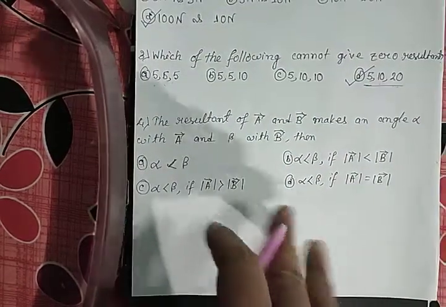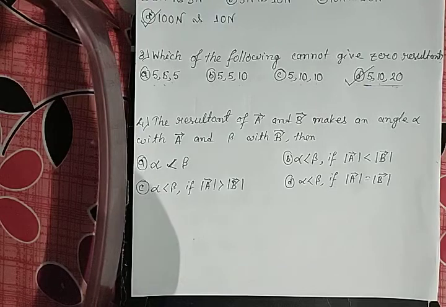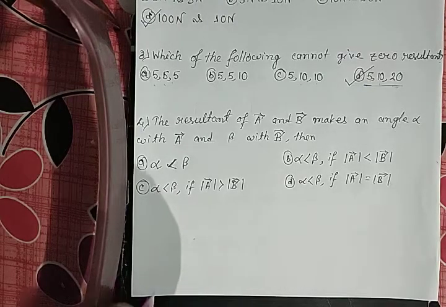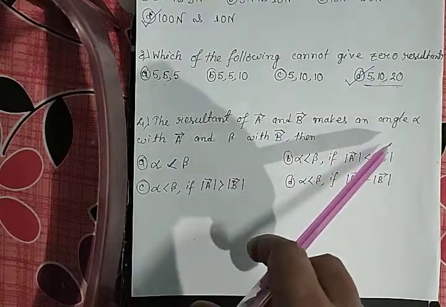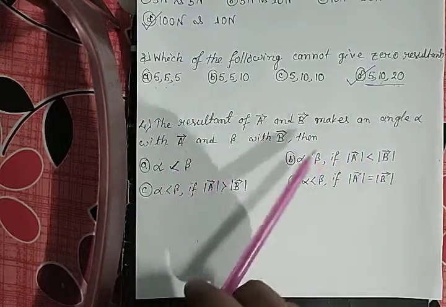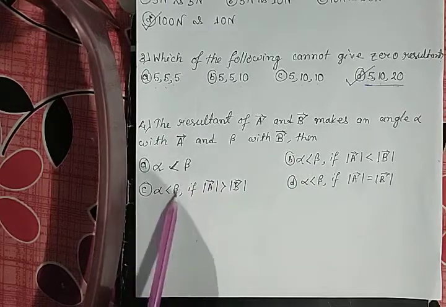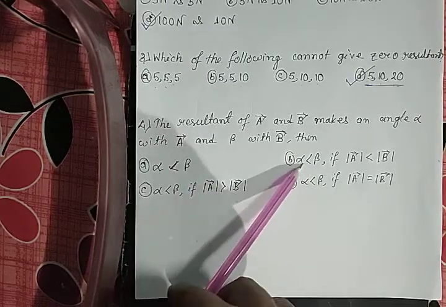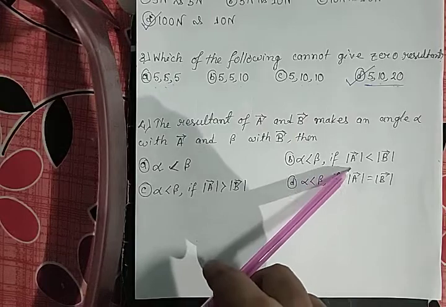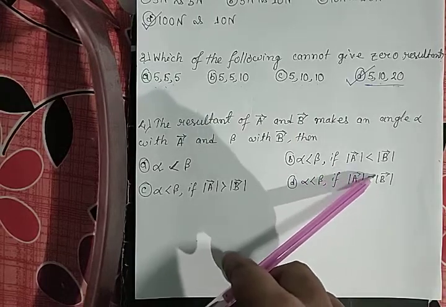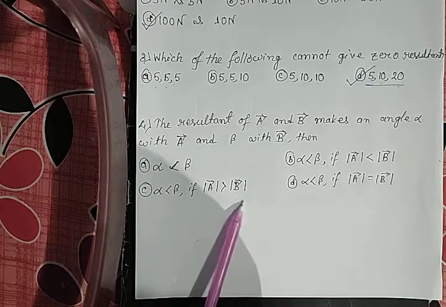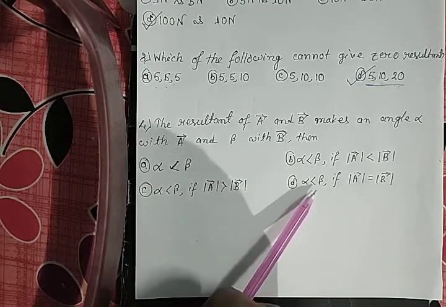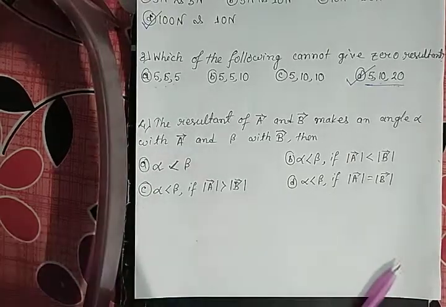Number 4: the resultant of A and B vectors makes an angle alpha with A and beta with B. Then alpha is less than beta if mod A is less than mod B, alpha is less than beta if mod A is greater than mod B, and alpha is equal to beta if mod A is equal to mod B.